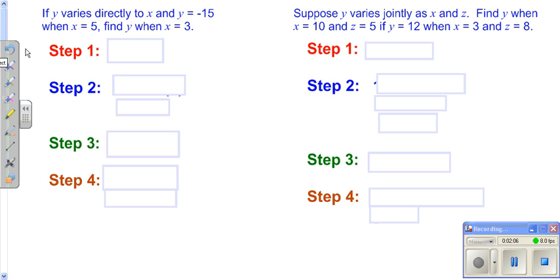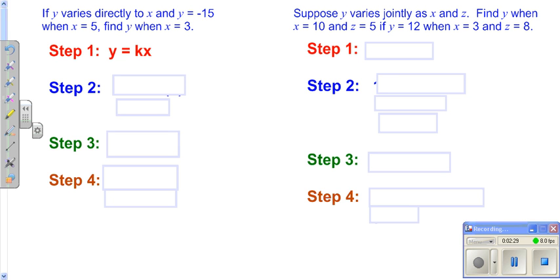So here it says y varies directly to x. Direct variation means your x has to be on top. So you're going to go y equals, and you're always going to then, after the equals, have a constant of variation. Directly to x means it's not in the denominator. If it was inversely, it would be in the denominator. This is your general equation.